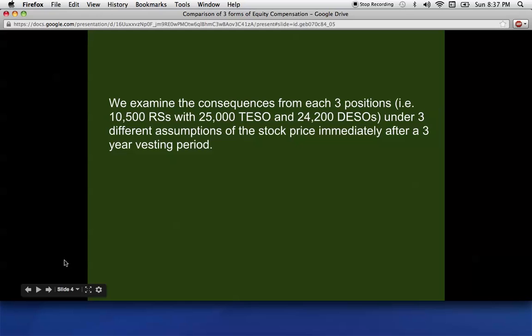Okay, so now we're going to examine the consequences for each of those three positions, that is the 10,000 restricted stock and the 25,000 traditional employee stock options and the 24,200 dynamic employee stock options. We're going to investigate the three positions under the three different assumptions of the stock price immediately after a 3-year vesting period.